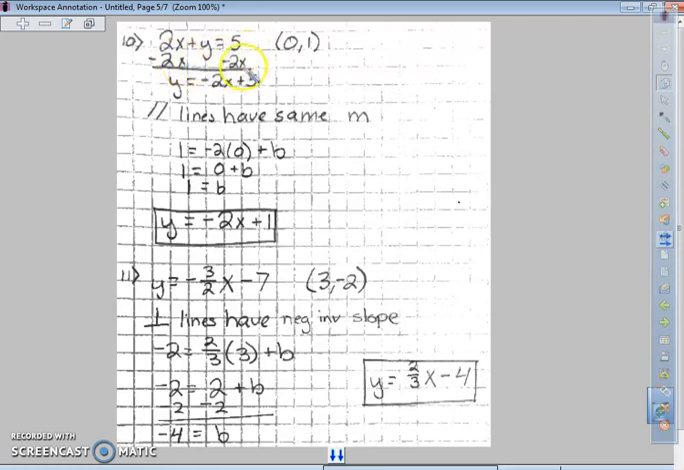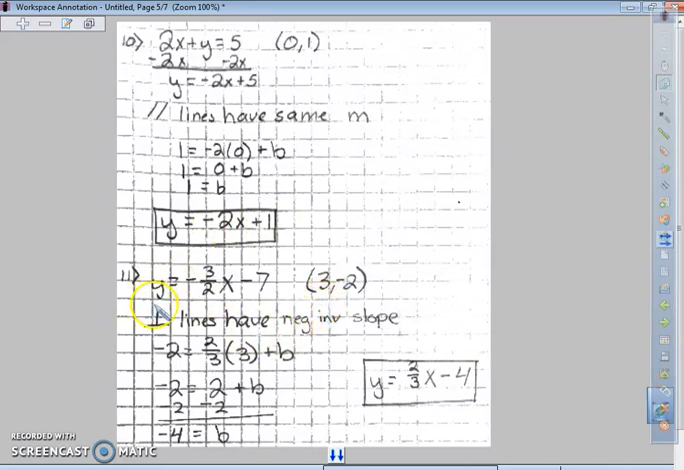So to do that, I subtract 2x, put it over here. And now, parallel lines have the same slope. They have the same m value. So I take that -2 from up top and I put it right there. And then I look at my point. I've got a 1 for y right here. I've got a 0 for x right there. So I put it in. 1 equals 0 plus b, so b equals 1. So my formula for this is y equals negative 2x plus 1.